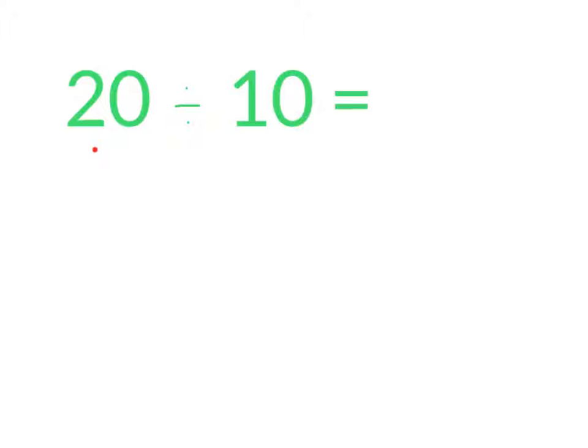This equation says 20 divided by 10. So I have to share 20 apples between 10 people. So I want to find out how much they're going to get each. So I need to share them equally. Now I'm going to have to do 10 groups.